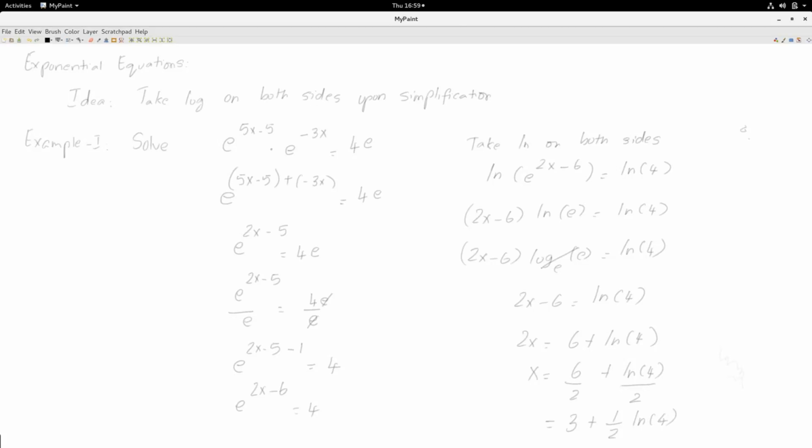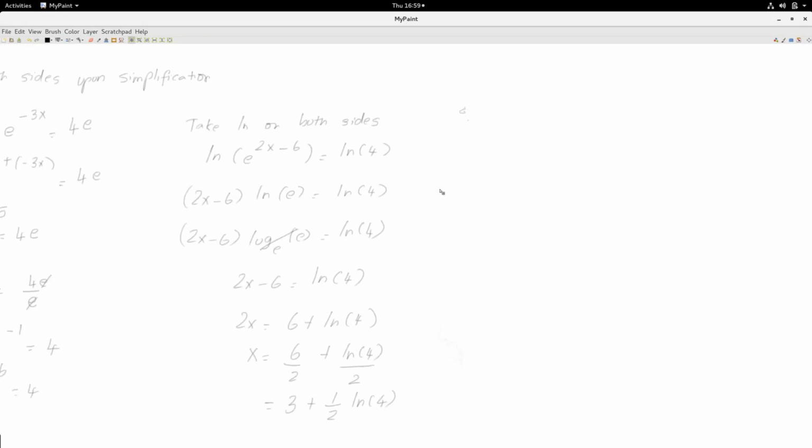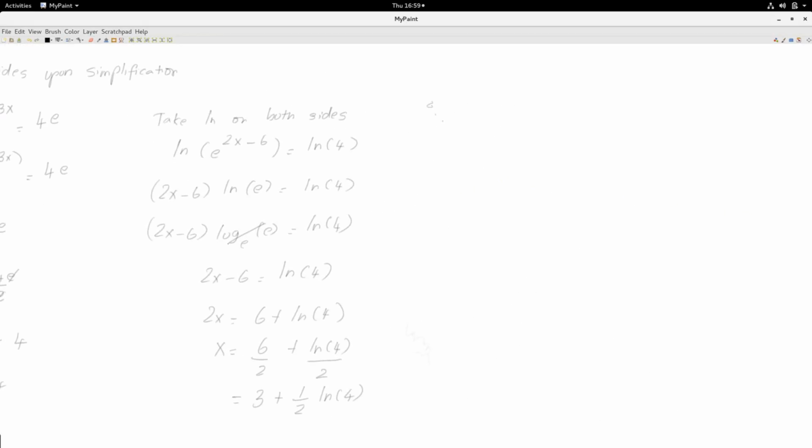Now I could use power rule and move the half inside. I'll end up getting 3 plus ln of 4 raised 1/2, which is nothing but 2. So the answer would be 3 plus ln of 2. You may leave the answer as is, or you can convert it to a decimal using your calculator. ln of 2 can be readily found using your calculator. Now, example 2.